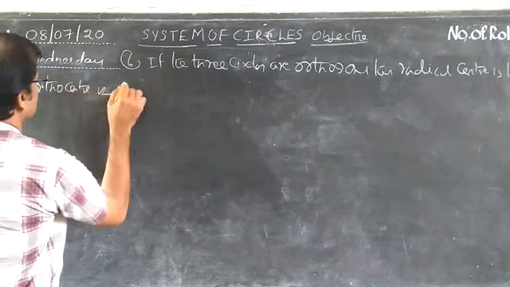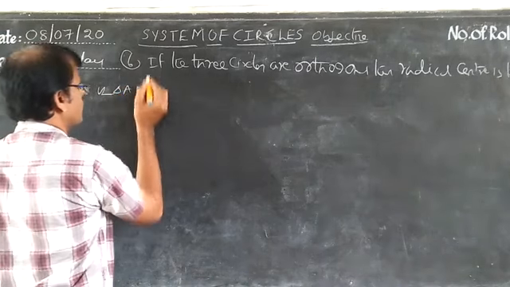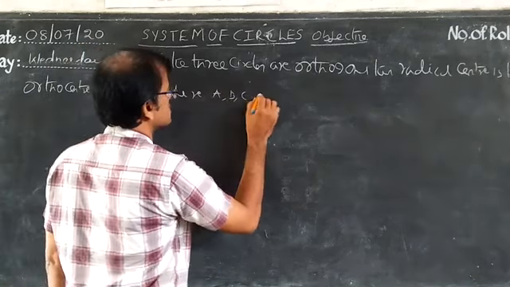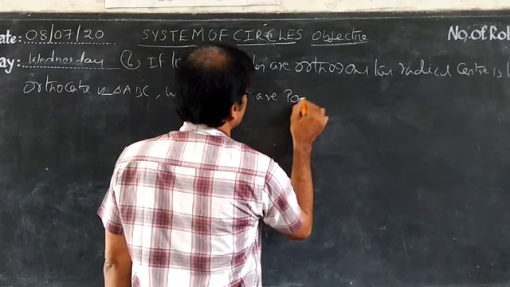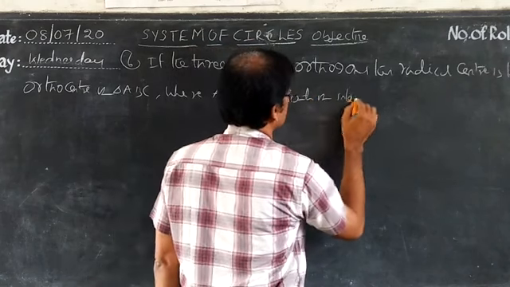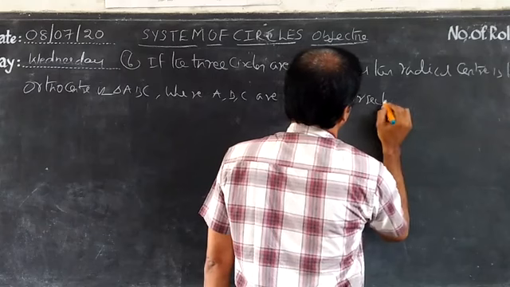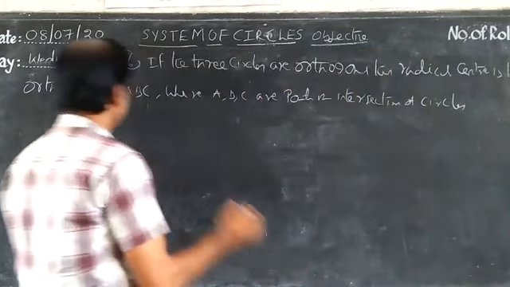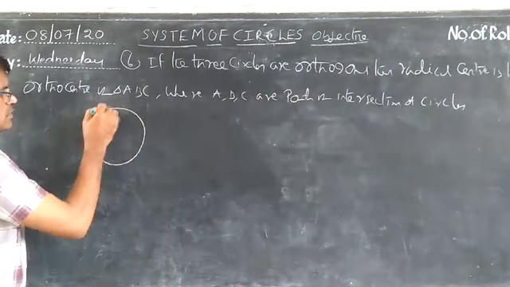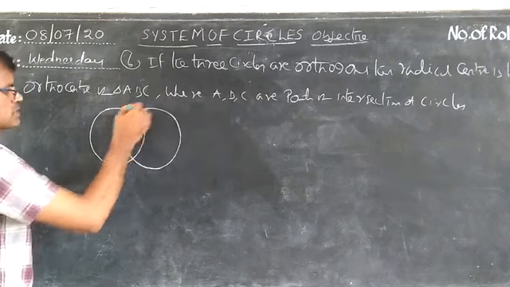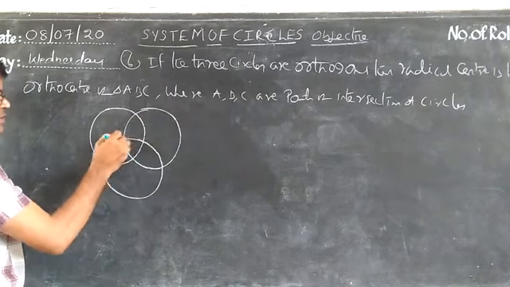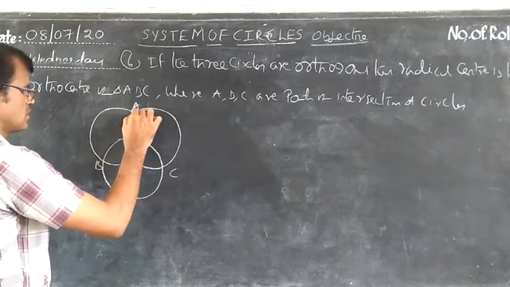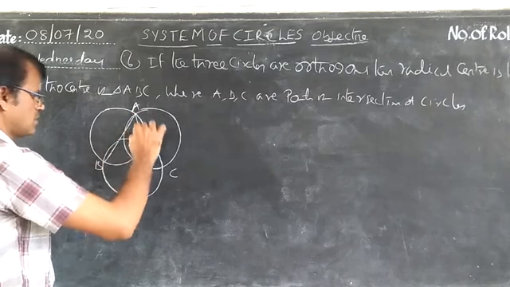where A, B, C are the points of intersection of the circles. In the previous theorem also it was like this only. Points of intersection of circles. Put here this is A, this is B. Draw like this.